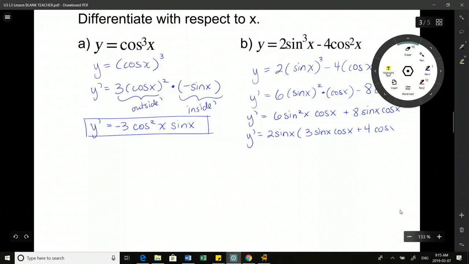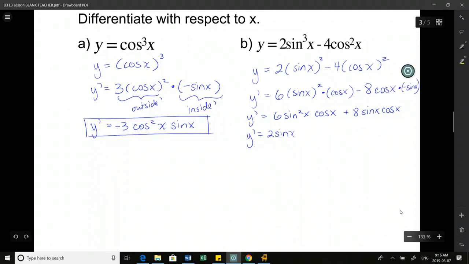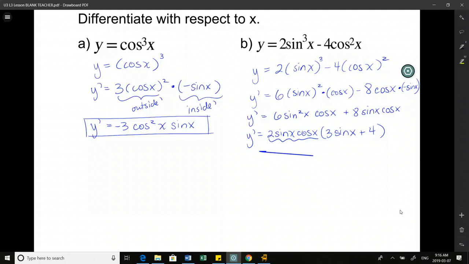Common sine x, cos x. Oh, now I see a trig identity. Get your trig identity sheets, people. This right here is a double angle identity. Yeah, we're just simplifying. So this is actually the sine of 2x right here.